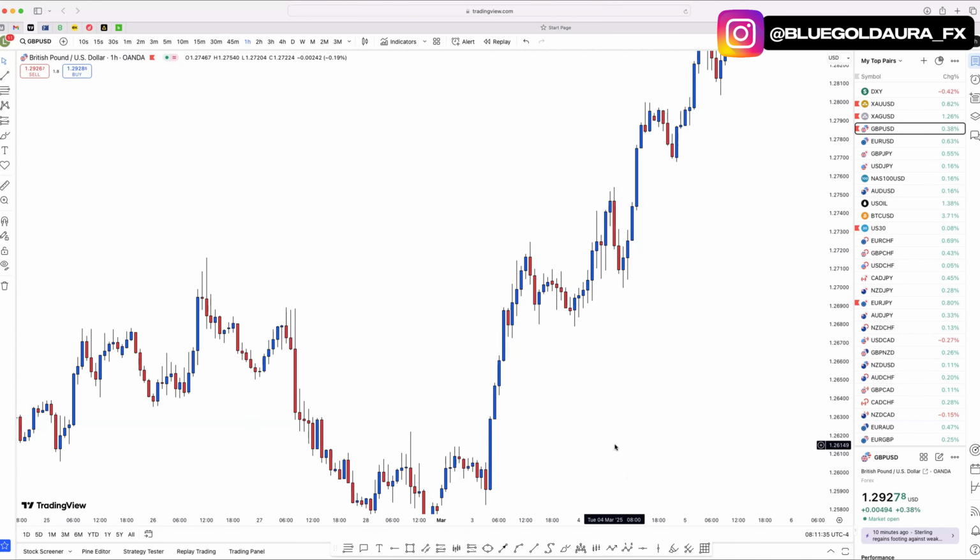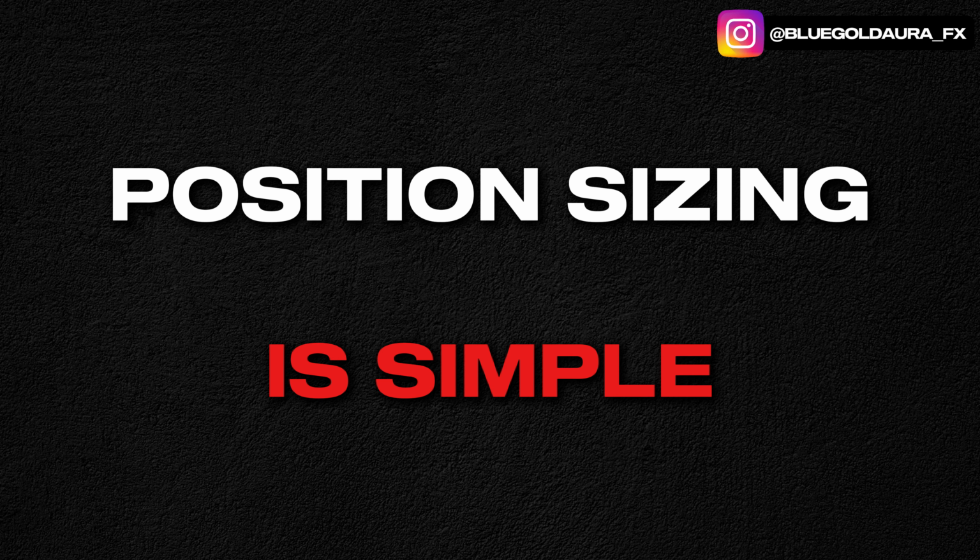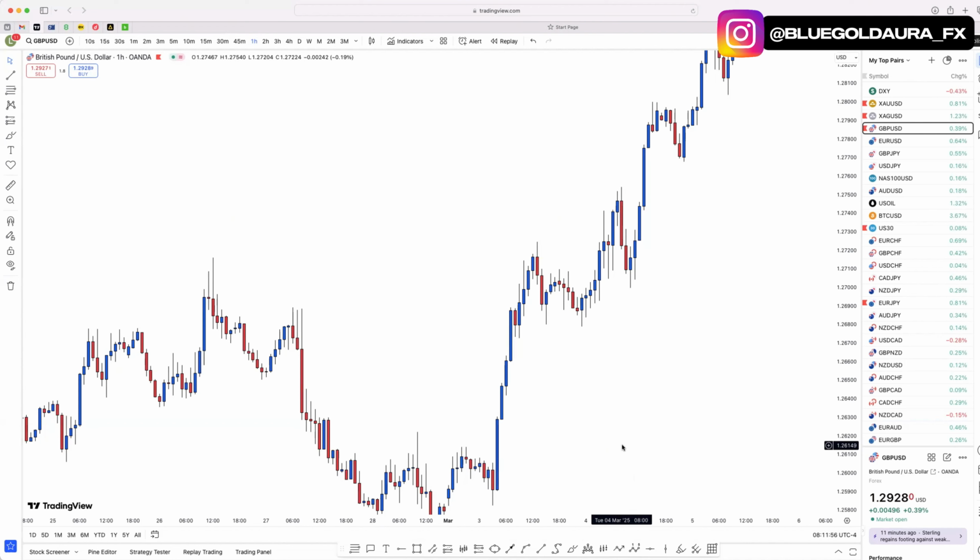Alright, traders, I want you to follow me carefully. The first thing I need to tell you is that lot size calculation or position size calculation is supposed to be simple. You have at least 2 to 5 minutes max to make your trading decision. In most cases, when you're scalping, you don't have enough time to do all these crazy calculations.